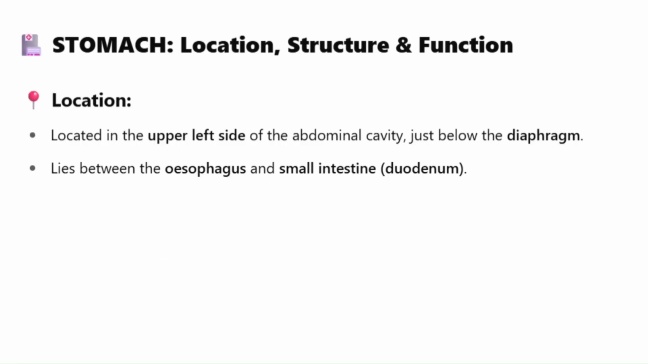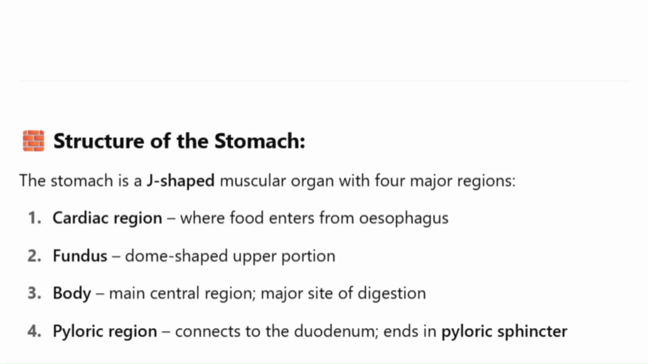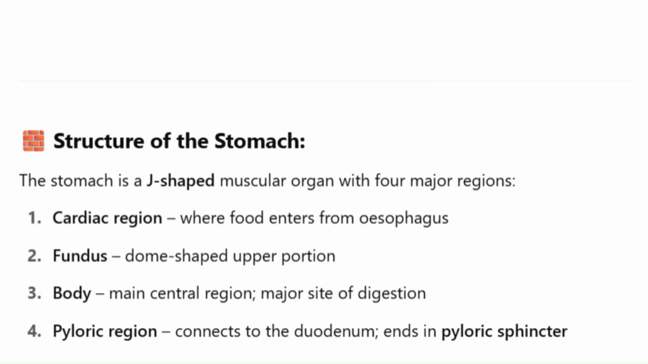Stomach. Location, structure and function. Location. Located in the upper left side of the abdominal cavity, just below the diaphragm. Lies between the esophagus and small intestine, duodenum. Structure of the stomach. The stomach is a J-shaped muscular organ with 4 major regions. Cardiac region, where food enters from the esophagus. Fundus, dome-shaped upper portion. Body, main central region, major site of digestion. Pyloric region, connects to the duodenum, ends in pyloric sphincter.